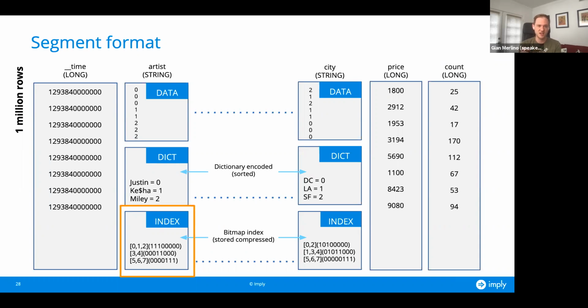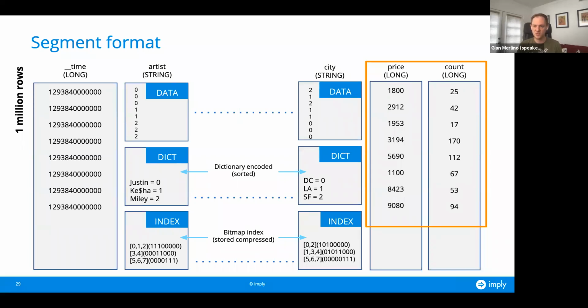It's positionally correspondent to the dictionary. So the first index here corresponds to the first dictionary entry. So Justin is the first one. 0, 1, 2 is saying that Justin appears in the first 3 rows, which that value does appear in the first 3 rows. So that's good. The slide's correct. I'll skip city. It's kind of the same as artist. And then finally, we have here price and count. These are integer columns, long columns, so 64-bit ints. And they're basically the same as the time column.